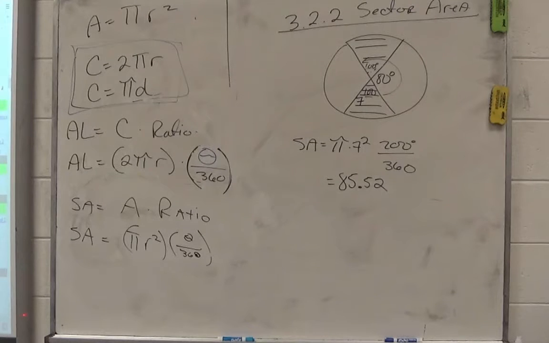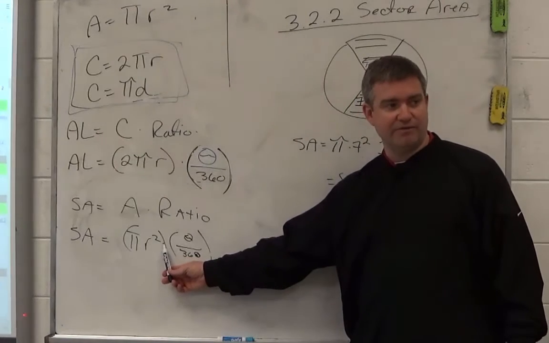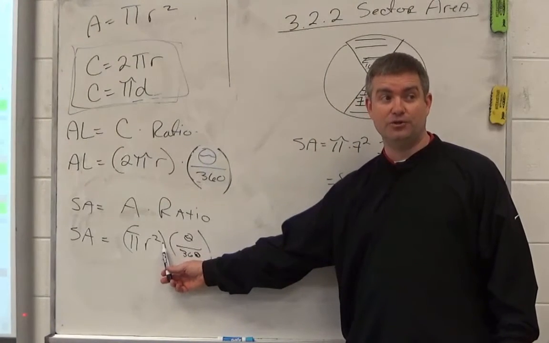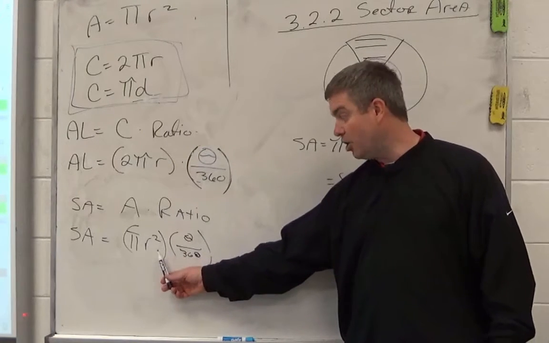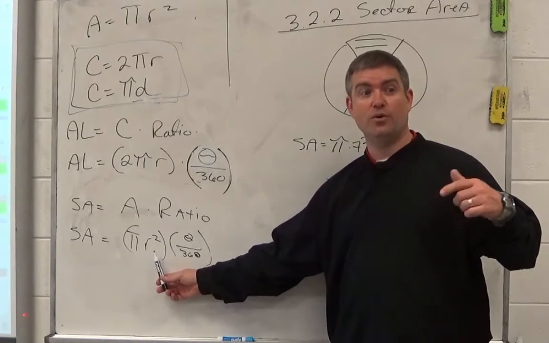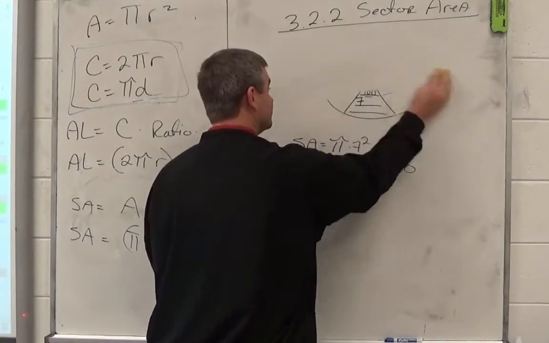What do you think we're going to do now? Instead of me asking you for the sector area, what do you think I might do now? Give you the sector area and ask you what? Find the radius or find the theta. What's going to be a little hard though when I ask you to find r? How are we going to undo this formula for r? We have to square root it, right? If this r is being squared, the way you undo that is with the square root. Okay, so let's try one of those.